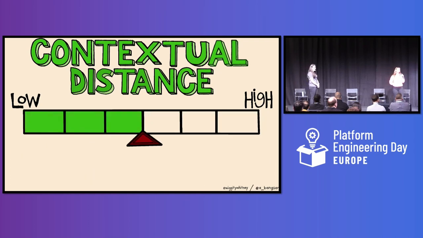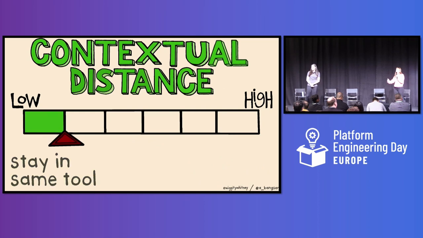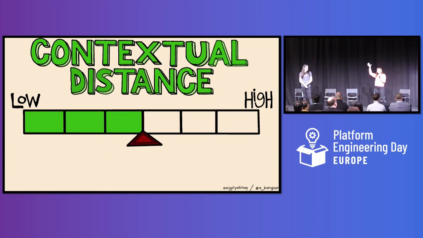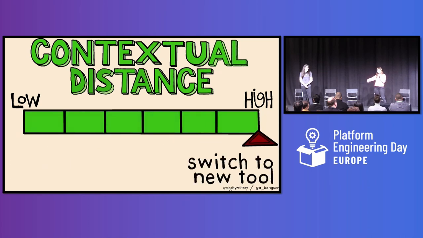So for contextual distance, we want to consider where the user is when that light bulb goes off. That's like, "Now I need this capability." Where's your user at that moment?